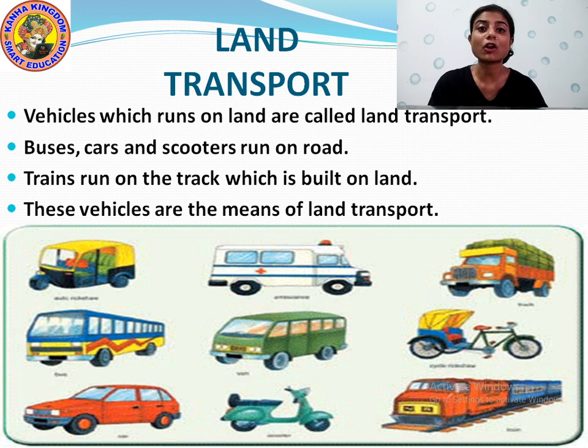It is not built in the air or inside the water. Is it? No. This railway track is built on the land, and that is why the train is also a land transport. These vehicles are the means of land transport. The examples I have already told you: auto rickshaw, ambulance, truck, buses, vans, cycle rickshaw, car, scooter, train. These are all considered land transport as they travel or run on the land.